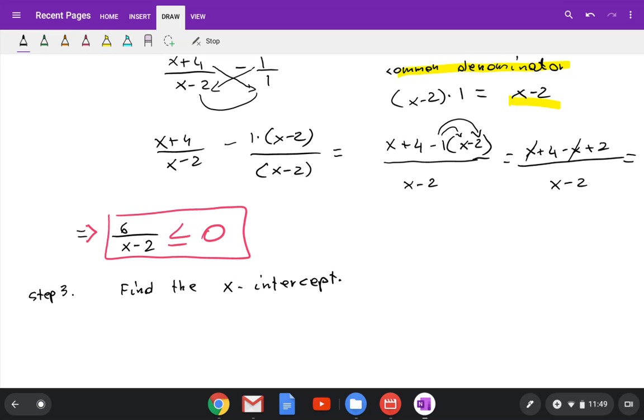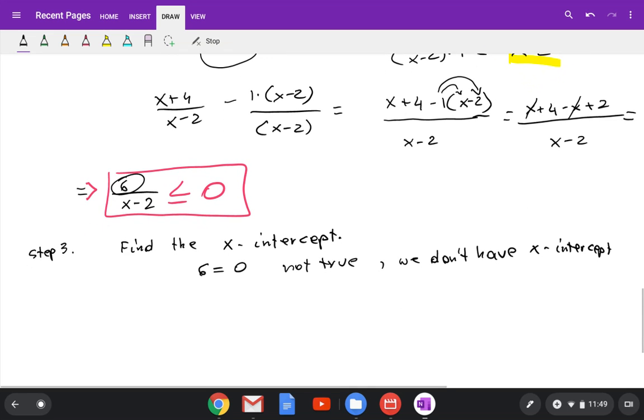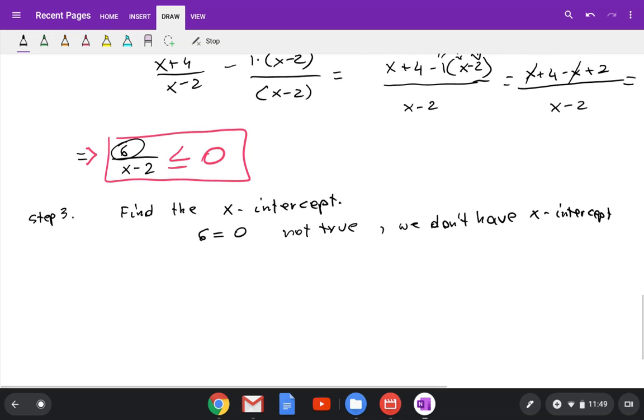So to find the X-intercept, you make your numerator equal 0. So we have 6 equals 0. This is not true. So what that means? We don't have X-intercept, which is fine, okay? It can happen. We still can solve it.